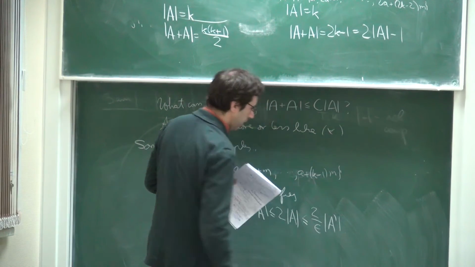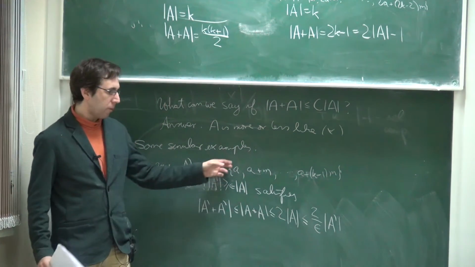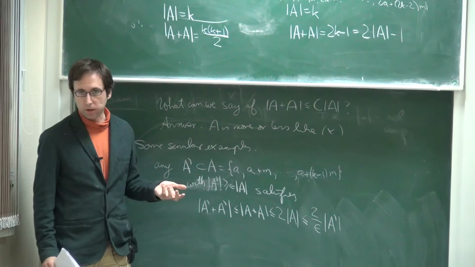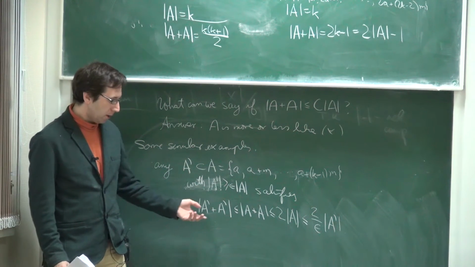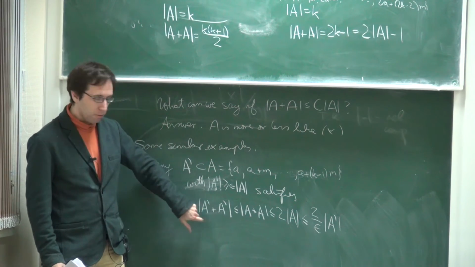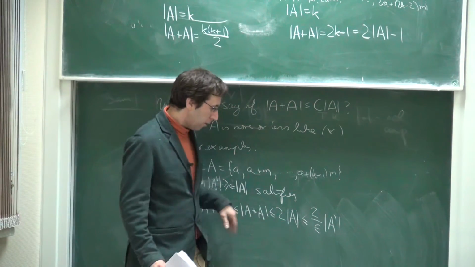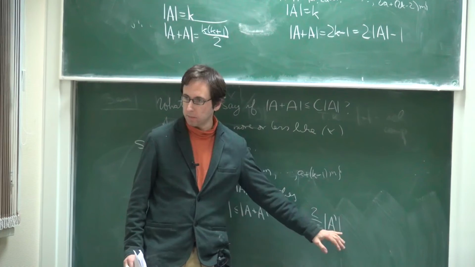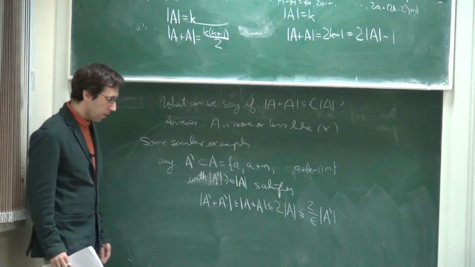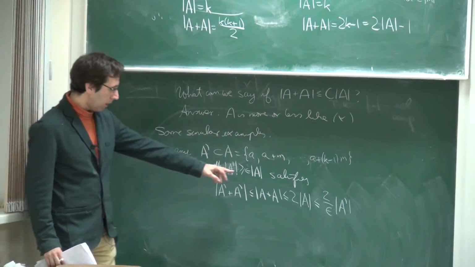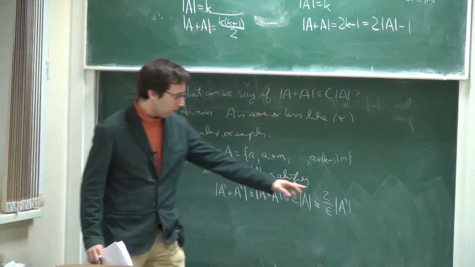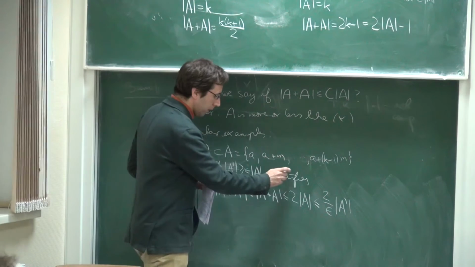So the moral is that any large, fairly dense subset of an arithmetic progression is also going to be a set of relatively small growth. A prime plus A prime will be at most a constant times A prime. The constant depends on epsilon. It's 2 over epsilon.